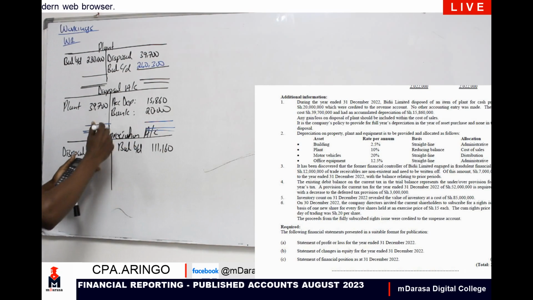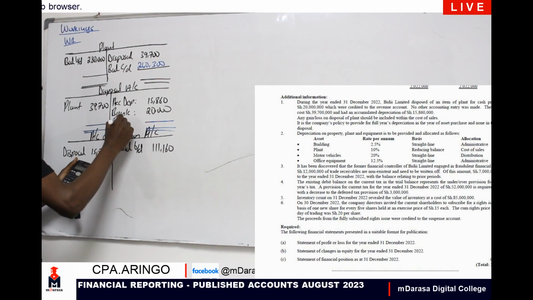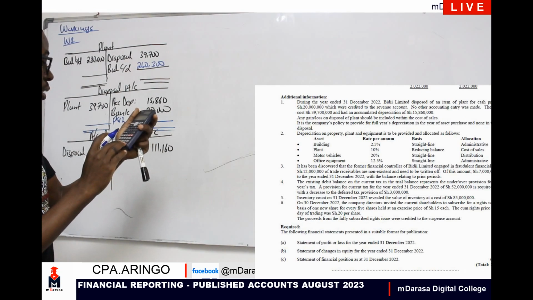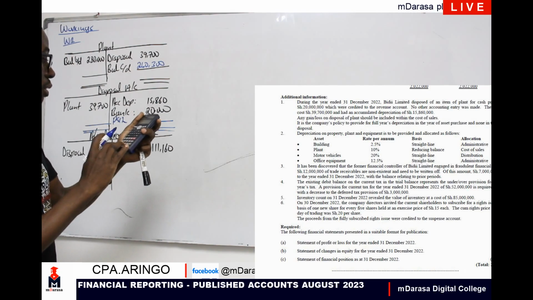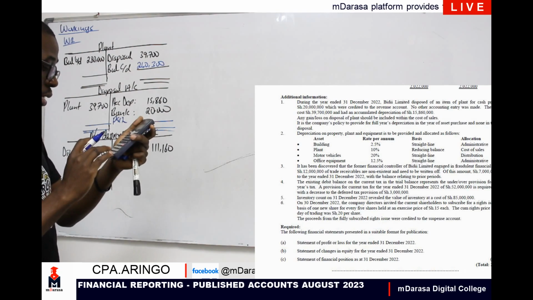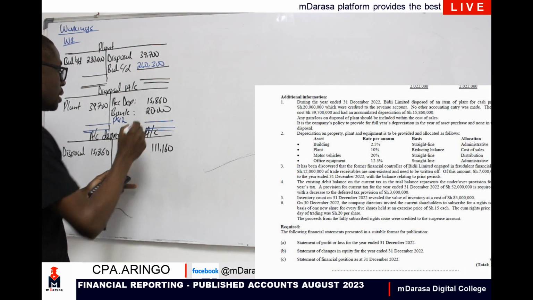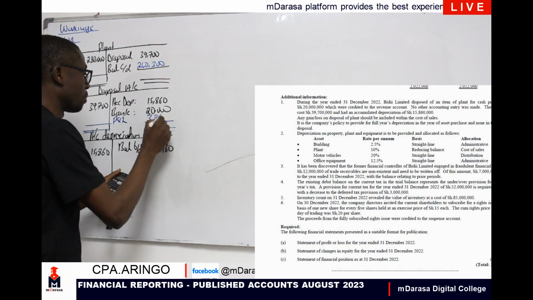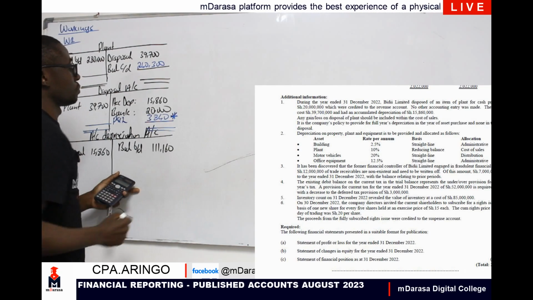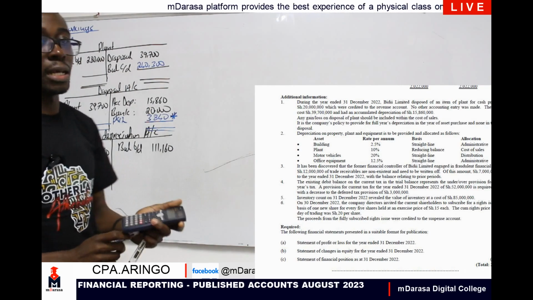So that is to say, I'm going to debit our P&L, which is a loss. A loss of how much? A loss of 39,700 minus the answer here should give us 3,840. So my good students, mark these values. Mark that value, 3,840. That is a loss.